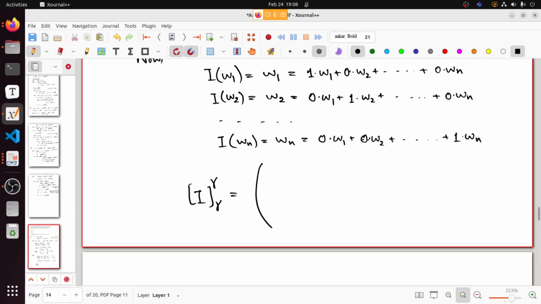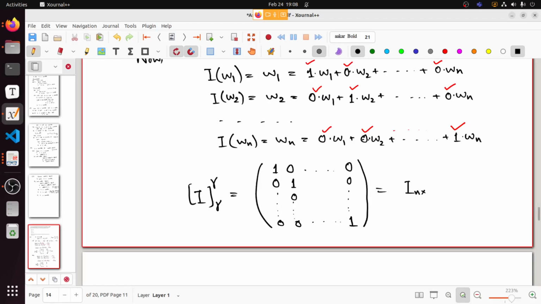So again, if you write down the matrix of I in the ordered basis gamma gamma, what will you get? The first column will be 1 0 0 ... 0. The next column will be 0 1 0 ... 0, right? And the last column will be 0 0 ... 0, and the last entry will be 1. So again we see that this is the n cross n identity matrix.